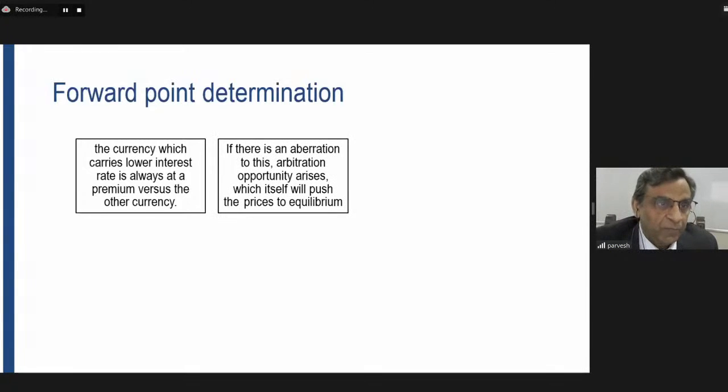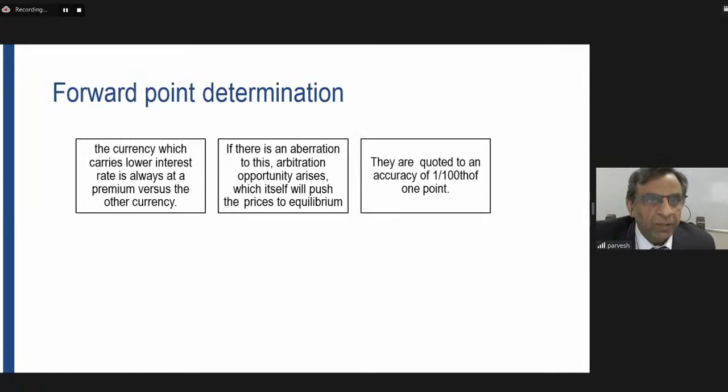If there is an aberration to this, an arbitrage opportunity arises, which itself will push the prices to equilibrium. Suppose it happens the other way around, then arbitrage players will come into the scene and they will trade, and the equilibrium will arise. We'll understand this more through an example very shortly.